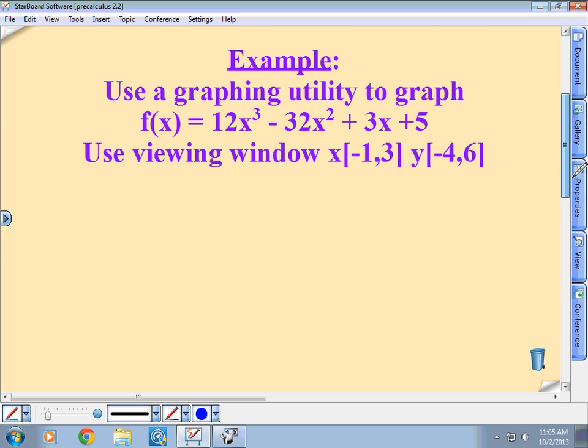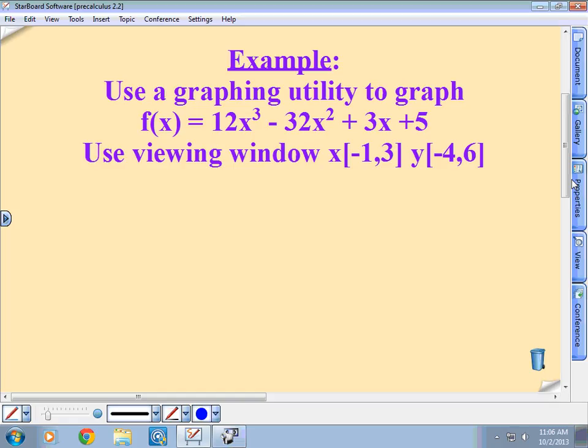All right, so I have an example down here. Get out your graphing utilities. We've got about 3 minutes left, so just graph that. And then use your graph. I picked the graphing window for you, so use that for your graphing window. Okay, I'll do it this way. Cubed, that's 32x squared plus 3x plus 5.